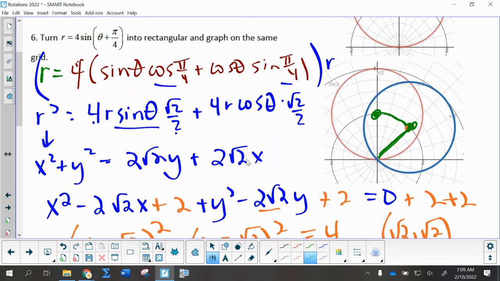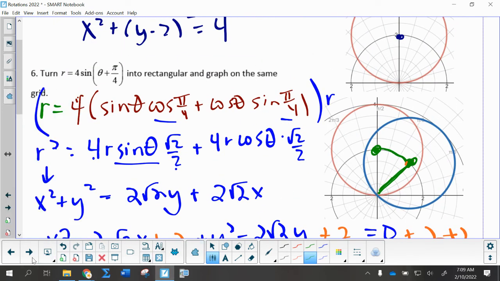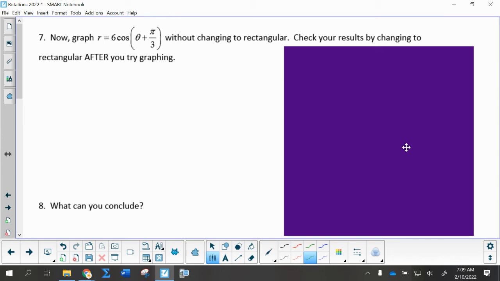Okay, so now I want you to try this one on your own. It says graph it without changing to rectangular, and then check your results by changing after you graph. So I'm just going to remind you that you want to start off with r equals 6 cosine theta as your original graph, and then try and do the rotation. Pause if you need to.